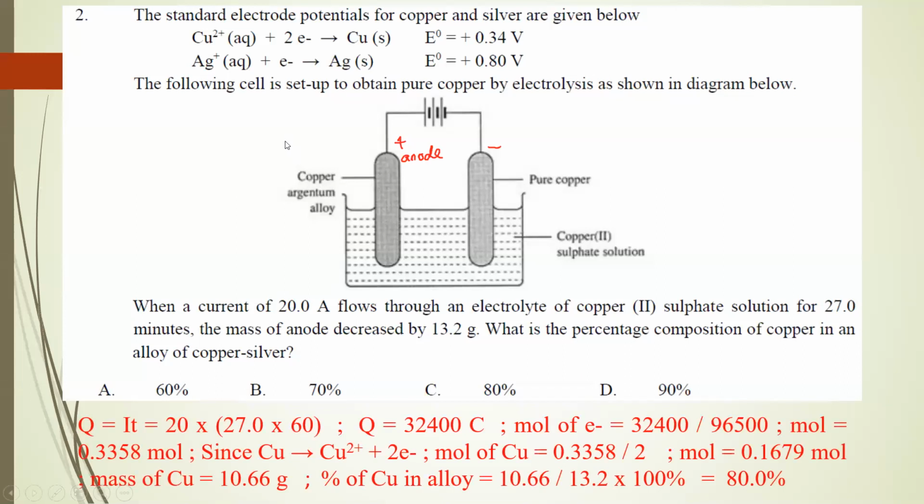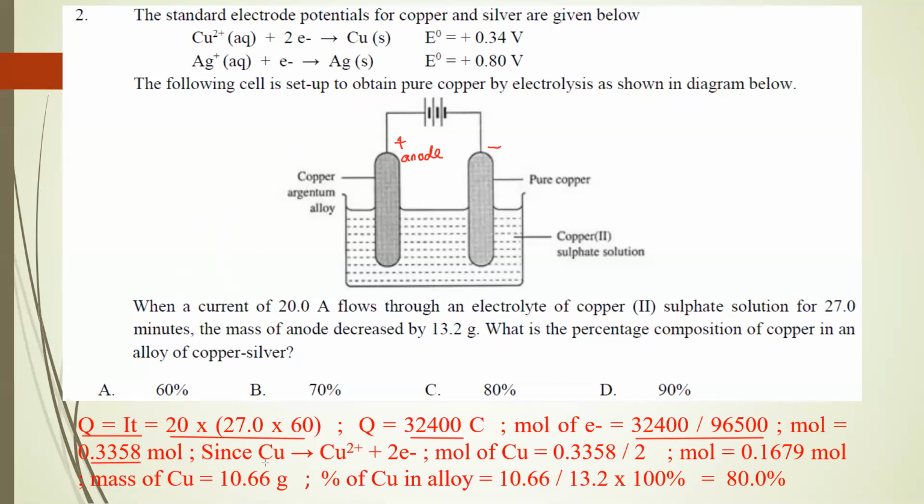So the one with the least positive to corrode first is copper. Okay, so you use the four-step method. Q equals I times t, or 20 times 27 times 60, so Q equals 32,400. Then you find the mole of electrons: 32,400 divided by 9650, you get 0.3358 mole.